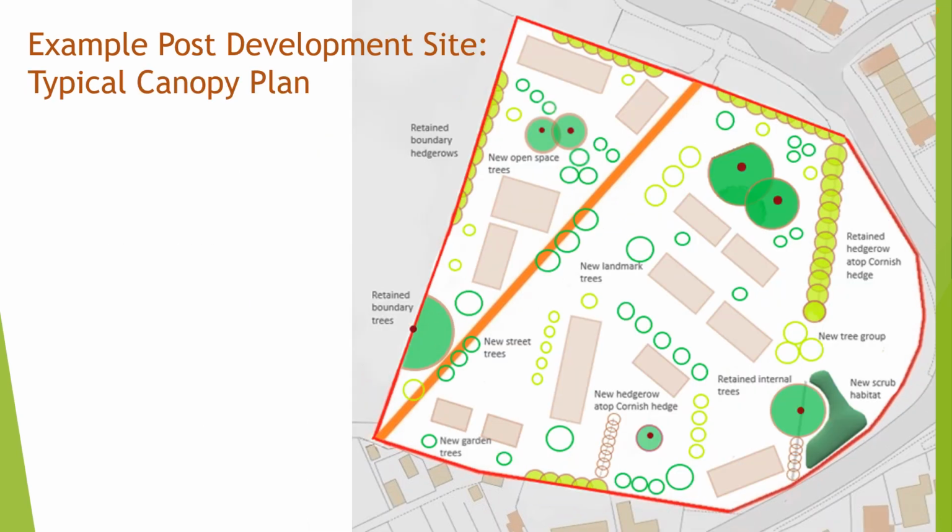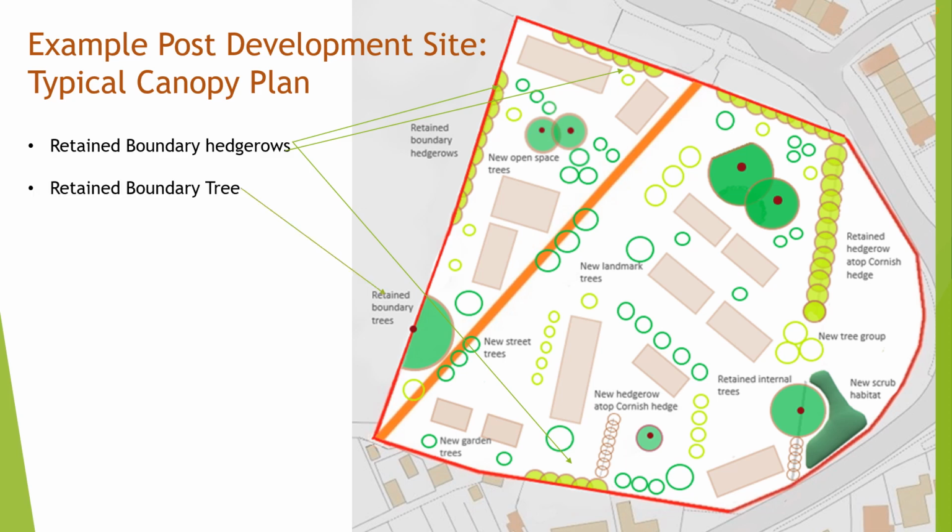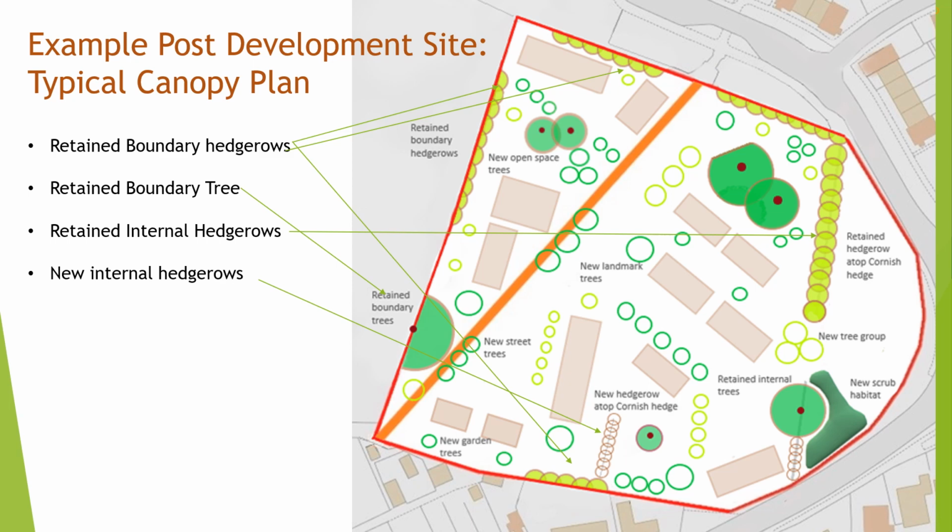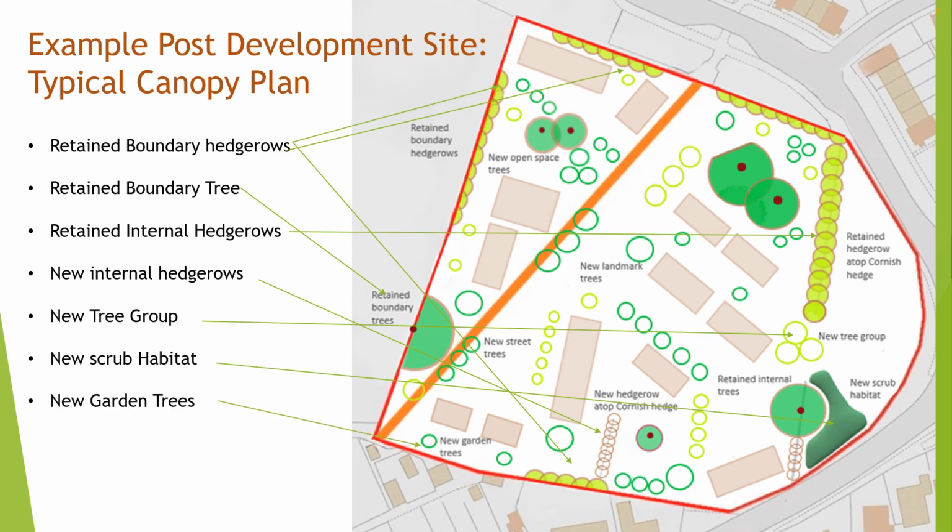So let's look at an example typical canopy plan. Here we would have the retained boundary hedgerows with the overhang subtracted. The same with the retained boundary tree. We have some retained internal hedgerows, some new internal hedgerows. We have a new tree group. We have some new scrub habitat. We have some new garden trees. We have some new street trees. And we have some new open space trees.